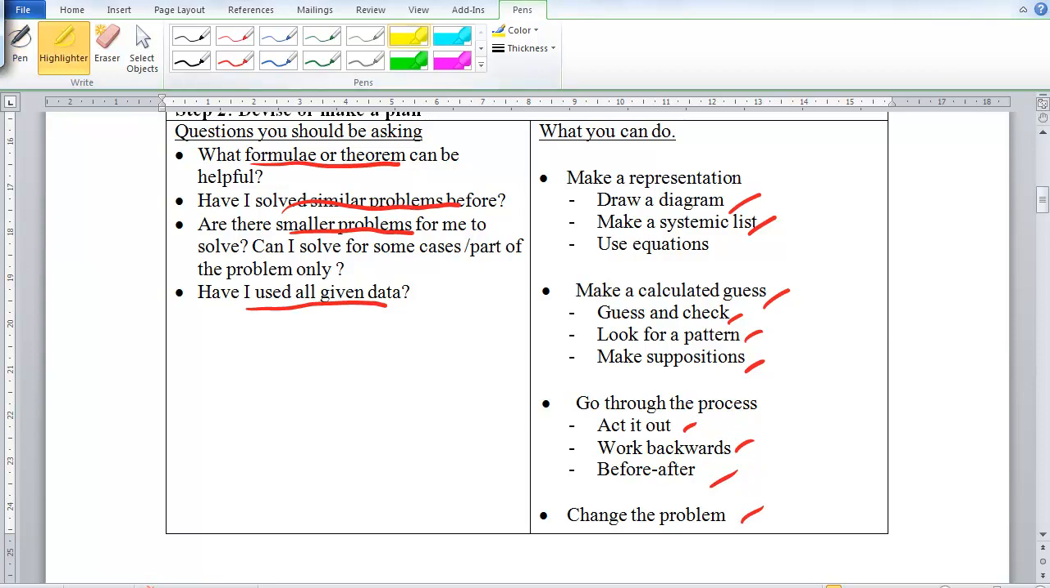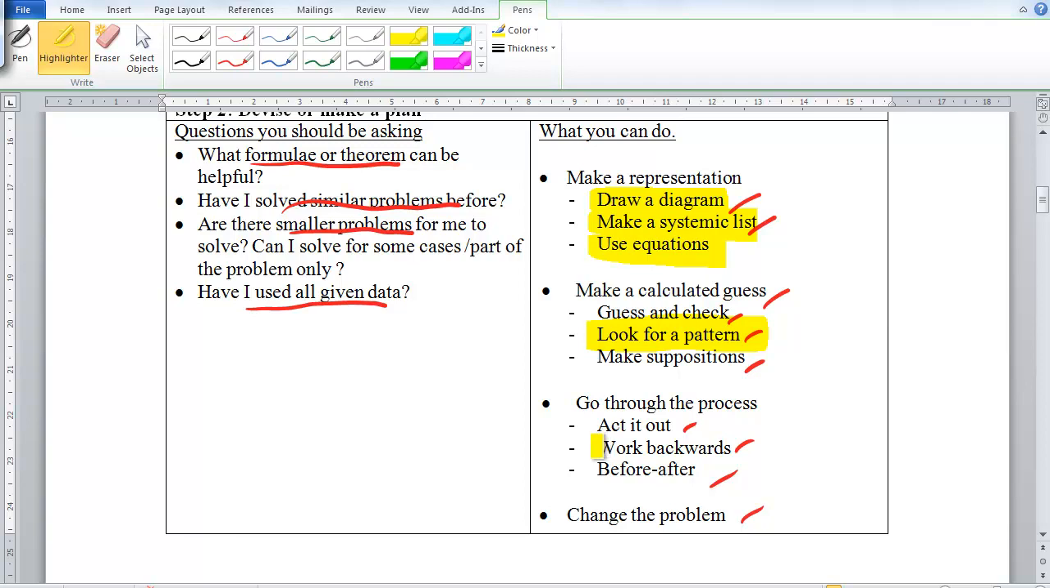Now, I'd like to highlight a few of them that are more applicable or most common in A-levels, such as drawing a diagram in the topic of vectors, maybe making a systematic list when we are solving P and C questions, permutation and combination questions, using equations. Sure, in A-levels, in every topic we need to use equations. Look for a pattern. That is very important, especially in this topic of AP and GP.